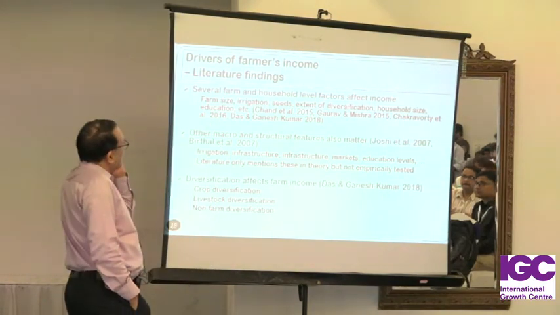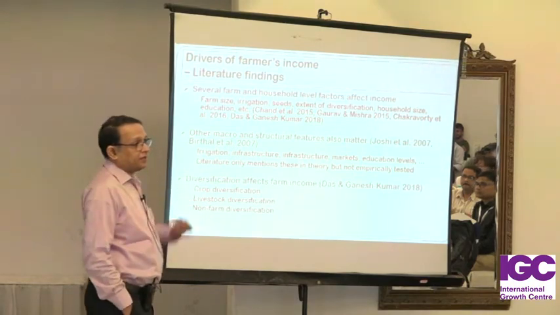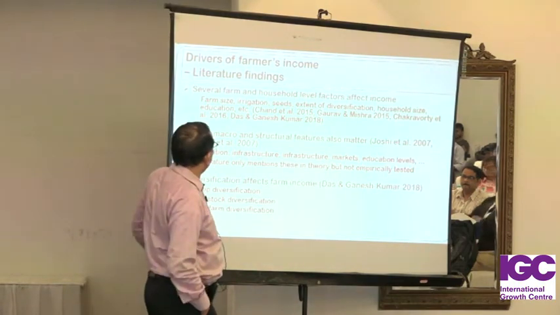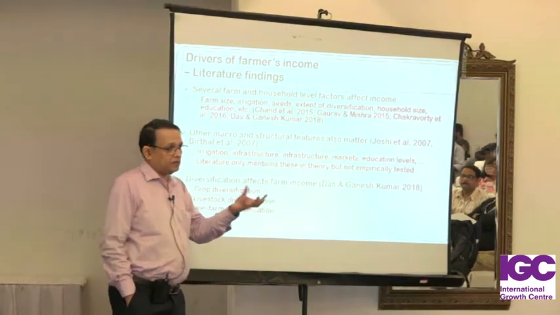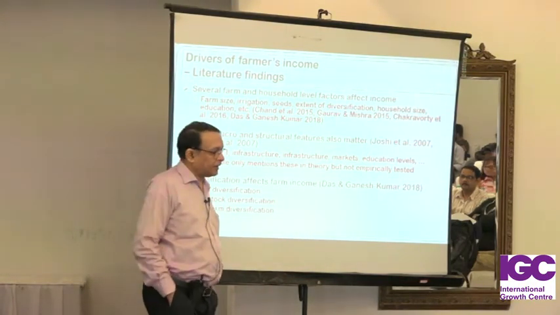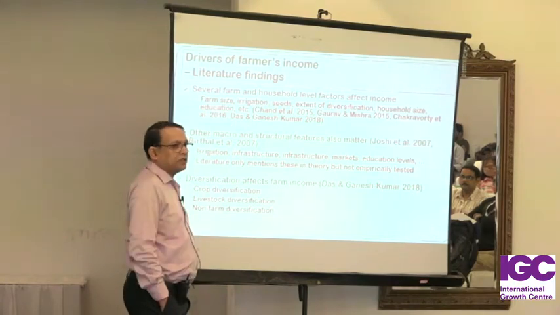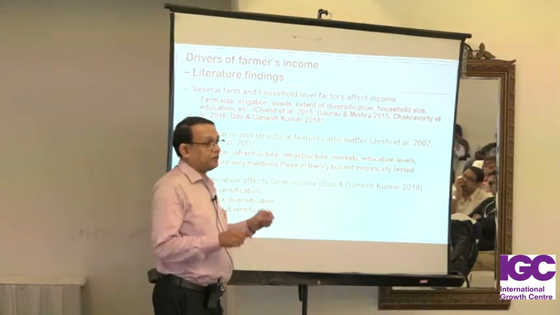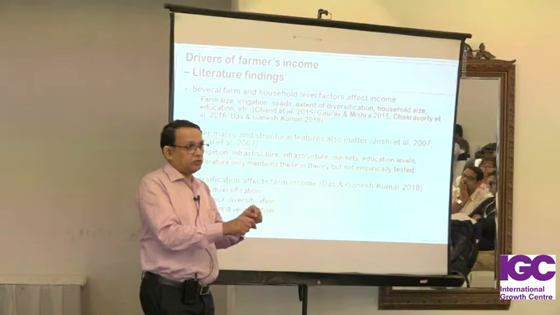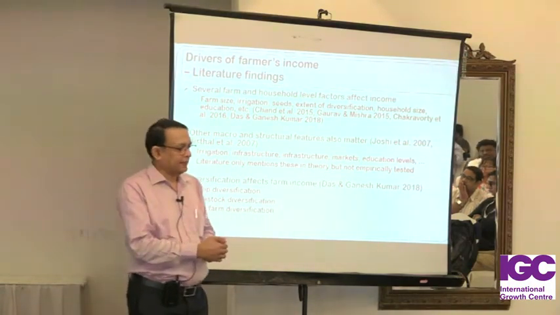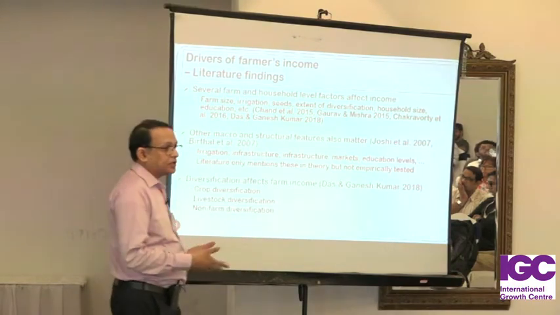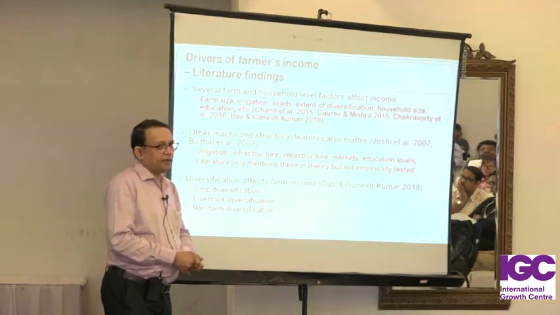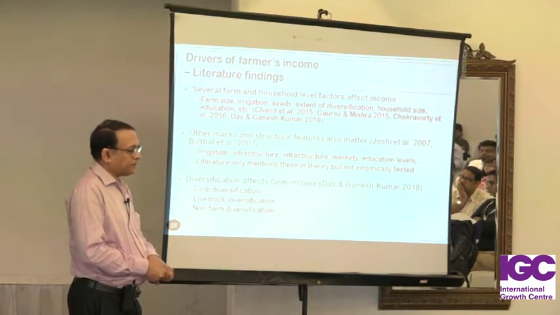So farm and household level factors affect the income. There are several farm level factors and household level factors that matter. These include farm size, irrigation, the seeds that people use, the extent of diversification of the household itself. You can check how diversified the household is. Also the household size, the education levels, and so on. These are all things that people have commented on as possible drivers of the farmer's income.